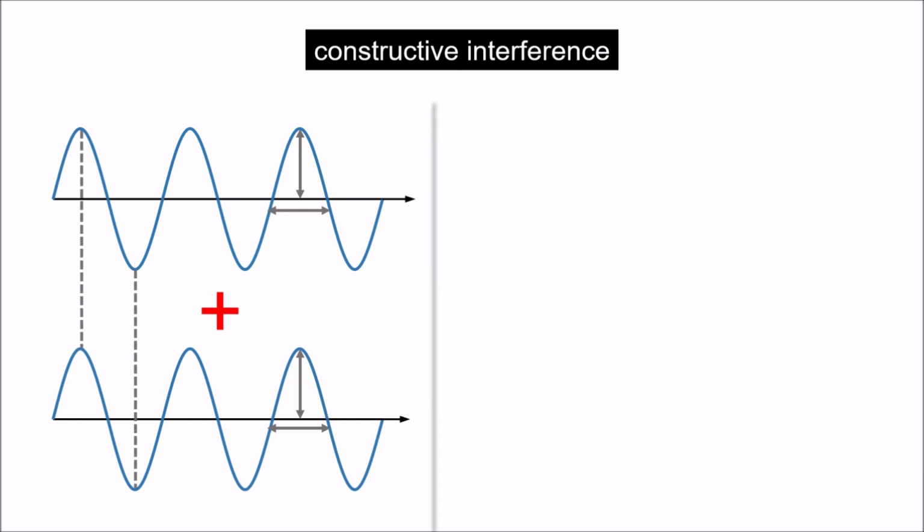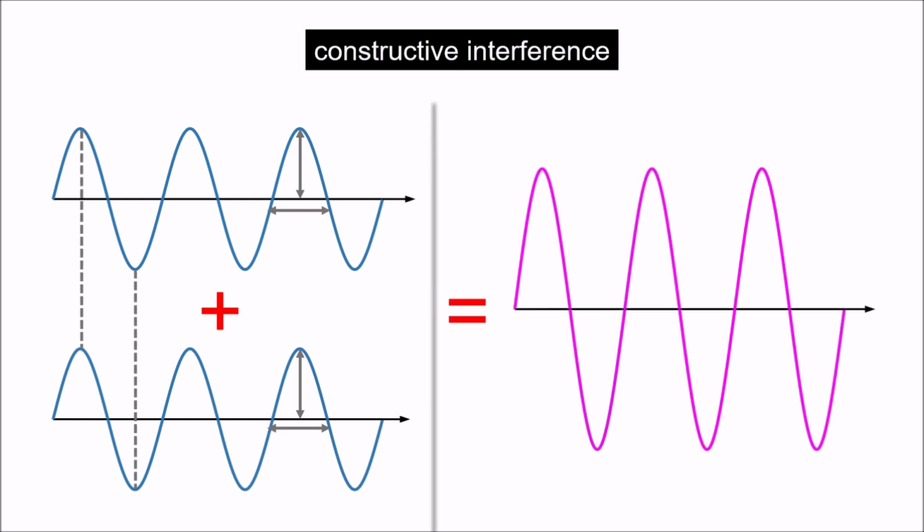Constructive wave interference occurs when waves interfere with each other crest to crest, that is to say, peak to peak, and consequently trough to trough, that is to say, valley to valley, and hence the waves are exactly in phase. This amplifies the resultant wave.